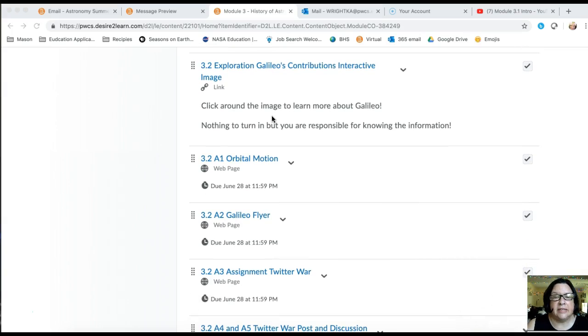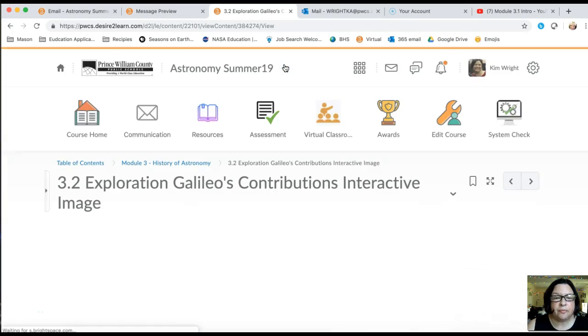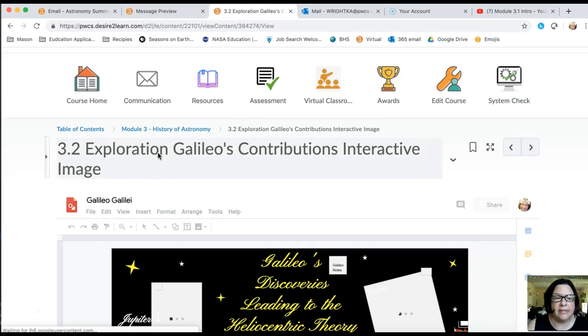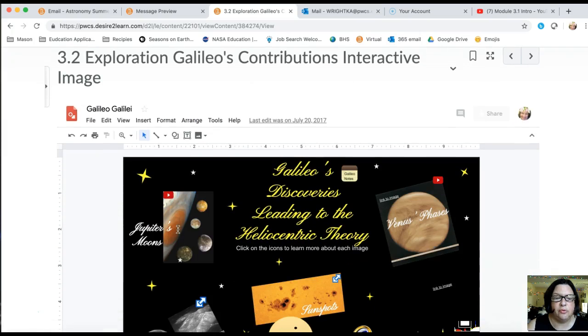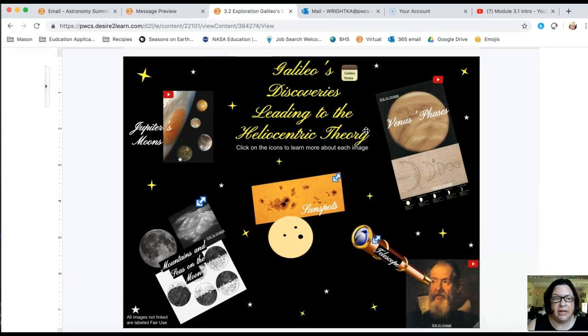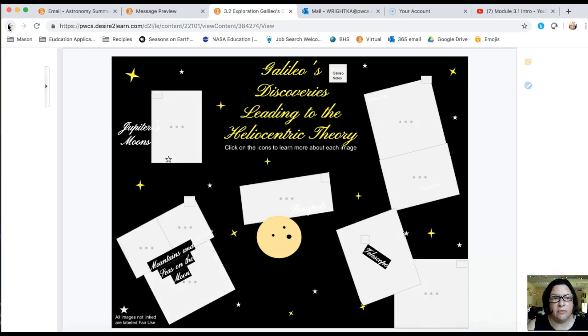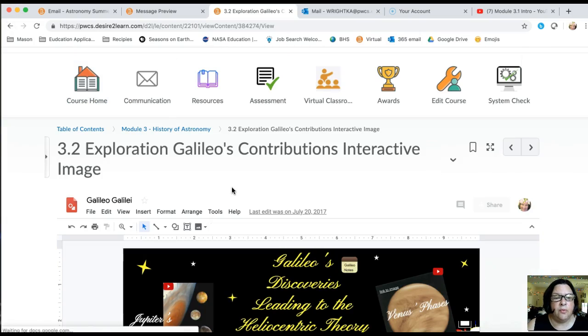To help you with that information, there's an interactive image where you will look at Galileo and some of the different things that he did. For instance, he found Jupiter's moons, and there's a video about that. There's a video about Venus's phases. So there's a lot of information in this interactive that will help you with the Galileo information that you're responsible for.